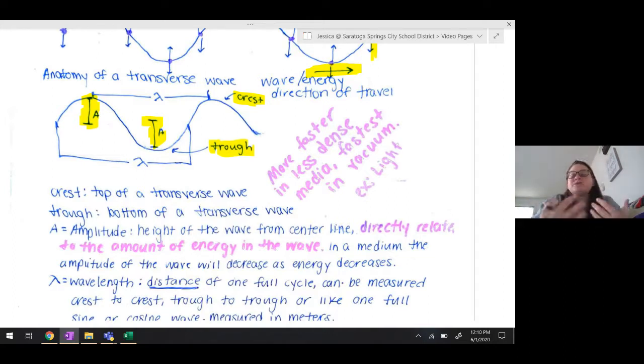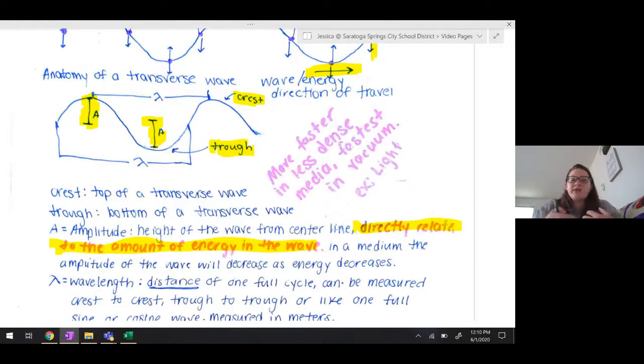Now what's really interesting, and this is really important, is that the amplitude is directly related to the amount of energy in the wave. So the larger the amplitude of the wave, the larger the amount of energy in that wave.